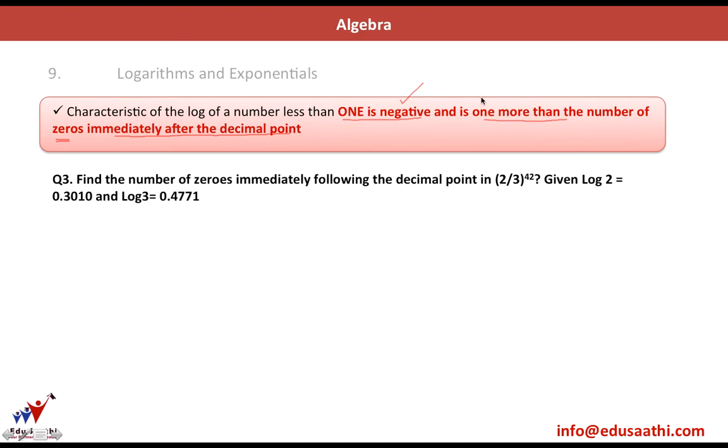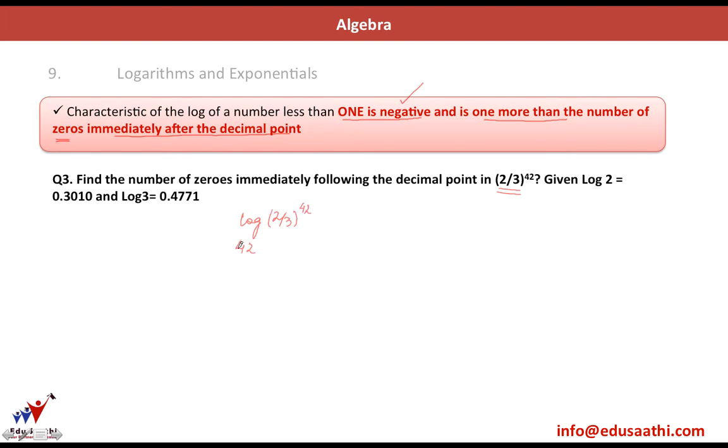The question that we have is, find the number of zeros immediately following the decimal point. So what I'll do is, I will again look at this number that I have, 2 by 3 raised to power 42. And I'll take a log of this number. Log of 2 by 3 raised to power 42.